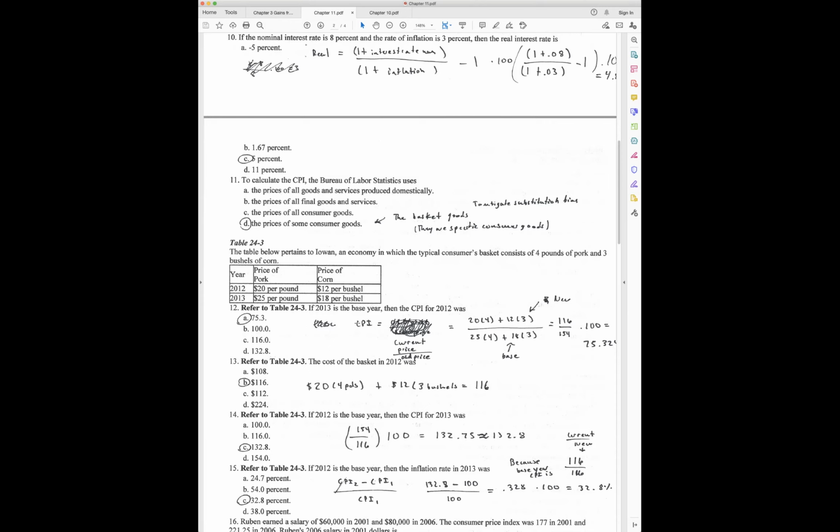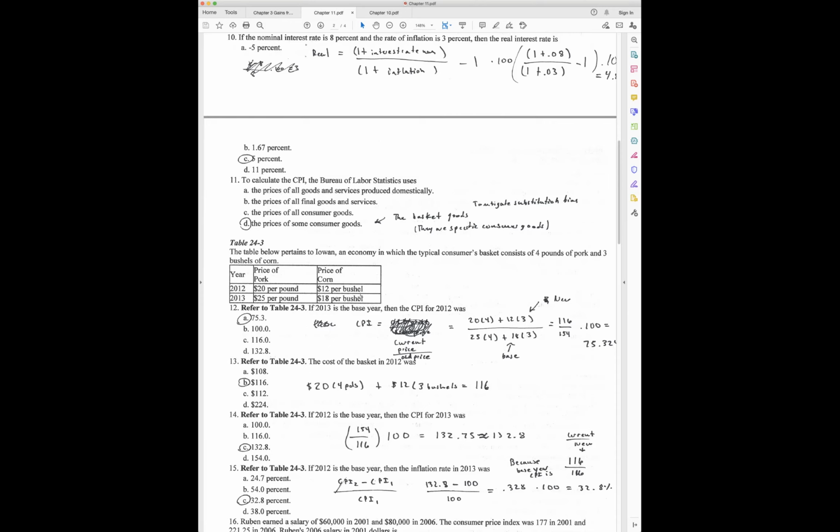So they want to ask, what is the CPI if the base year is 2013? This one's a little bit different in that we're using 2013 as the base year. If we know that there's 4 pounds of pork, remember you always multiply quantity by the price. So with 2013 as the base year, we multiply 25 times 4 and then 18 times 3. When we add those up, that'll get us the cost of the market basket in the base year.